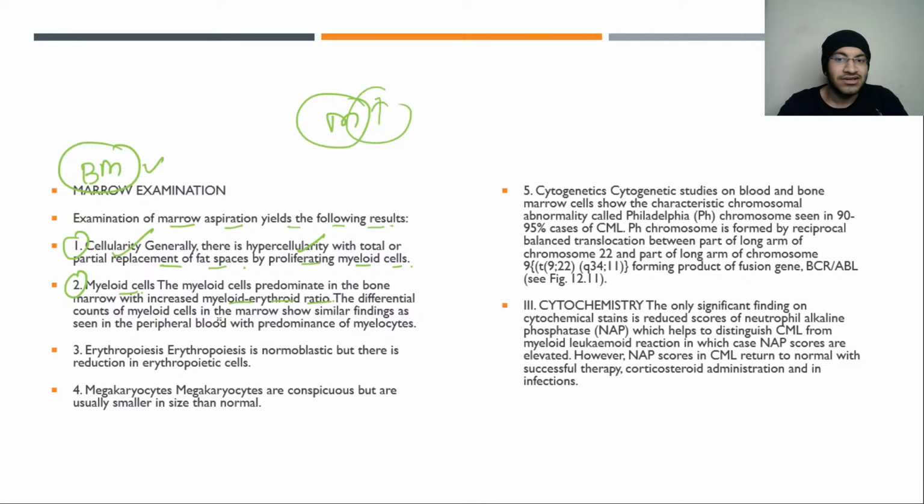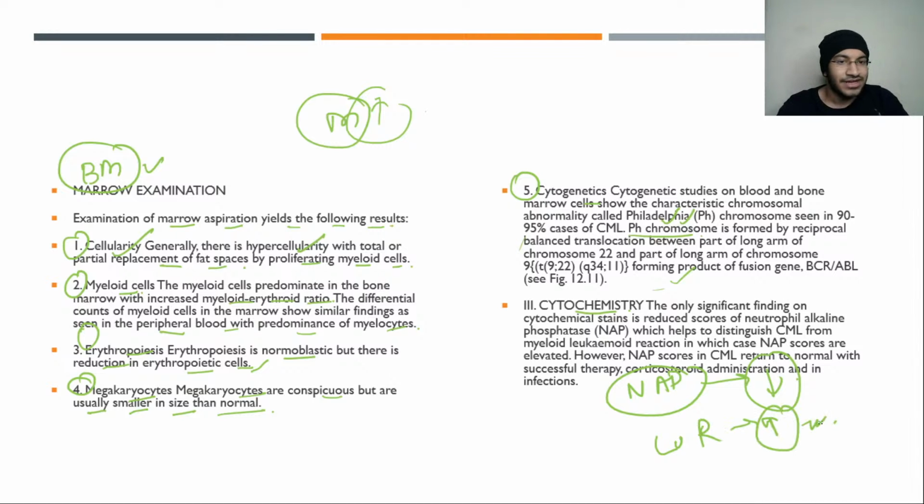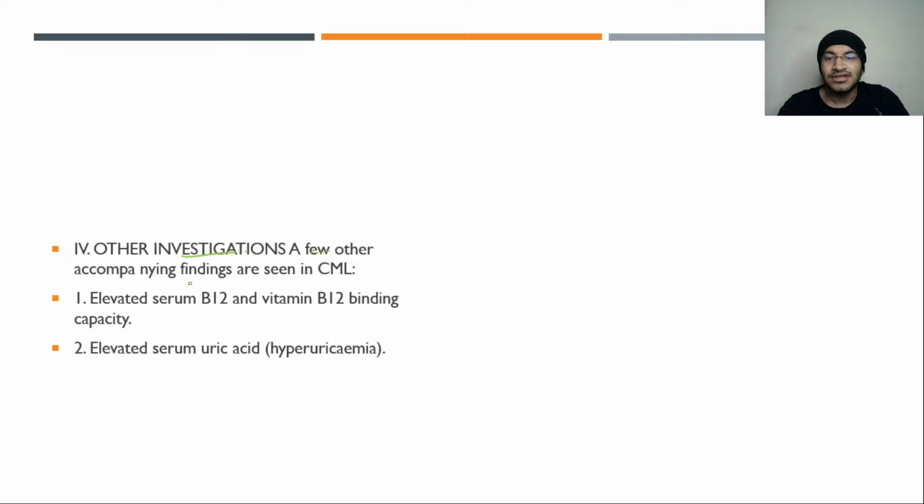And the differential count of the myeloid cell in the marrow shows similar finding as seen in the peripheral blood with predominance of the myelocytes. Then erythropoiesis. Erythropoiesis is normoblastic, but there is reduction in the erythropoietic cells. Megakaryocytes are conspicuous but are usually smaller in size than normal. Cytogenetic study on the blood will show the positive Philadelphia chromosome and the reciprocal translocation, and the BCR-ABL gene will also be positive. Cytochemistry में जो NAP है that will be reduced, and in the leukemoid reaction this NAP score will be raised, right? And other investigation are there.